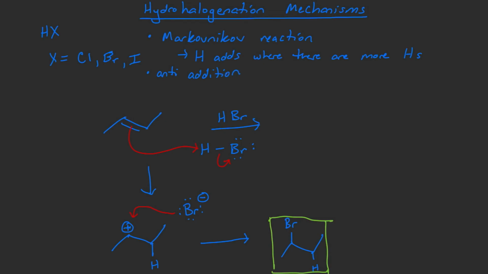This is anti-addition, which means that the hydrogen and the bromine are going to add on opposite sides of the molecule. So let's just redraw our product. And because it's anti-addition, we see that the bromine is adding on the top and the hydrogen is adding on the bottom. That's what is meant by anti-addition. You're adding 1 on the top and 1 on the bottom, or if we had wedges and dashes, 1 would be on a wedge and 1 would be on a dash.